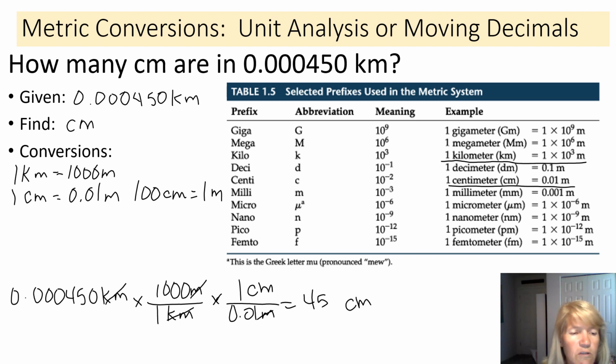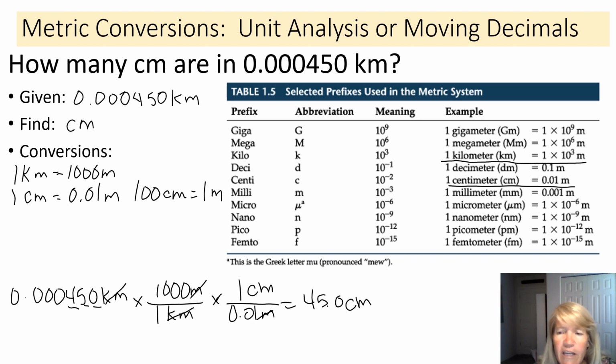So the first zeros, they are not significant, but the 4 and the 5 and the 0 are significant. So I'm going to come back and say 0.0. Because that 0 was there in the beginning, I don't want to lose it. It's a significant figure. So that's our answer, 0.450 centimeters.